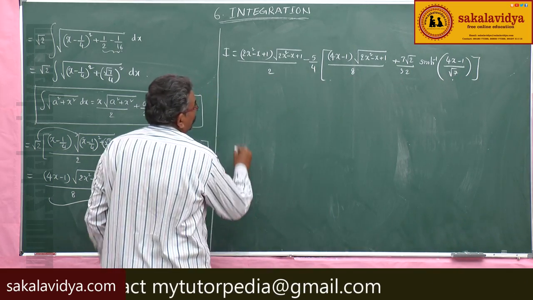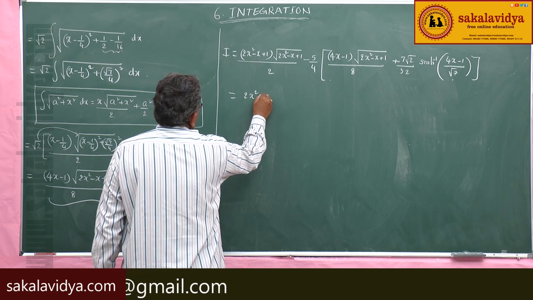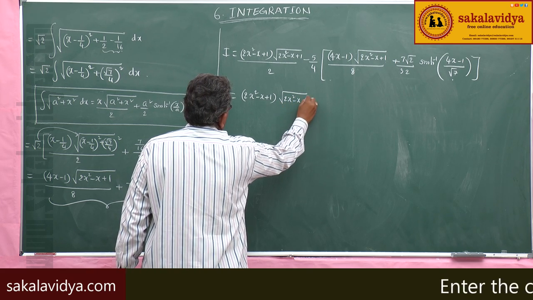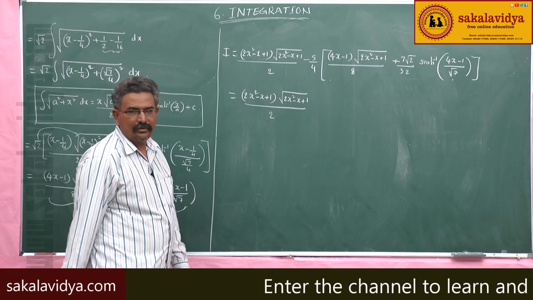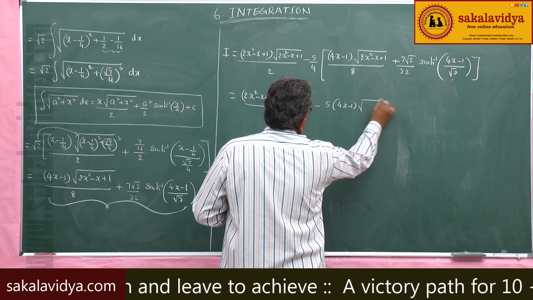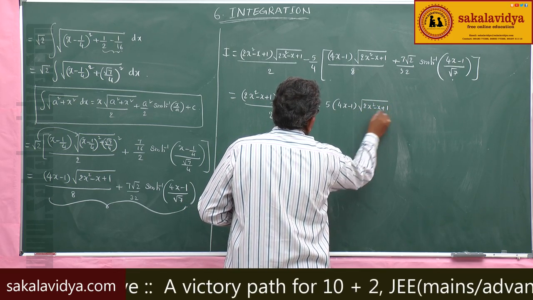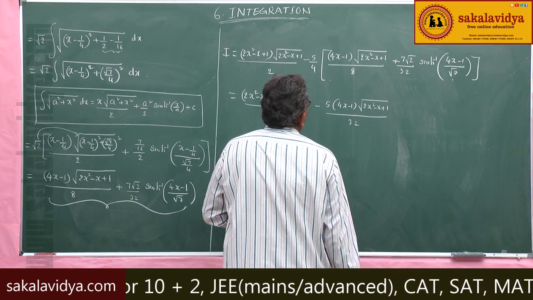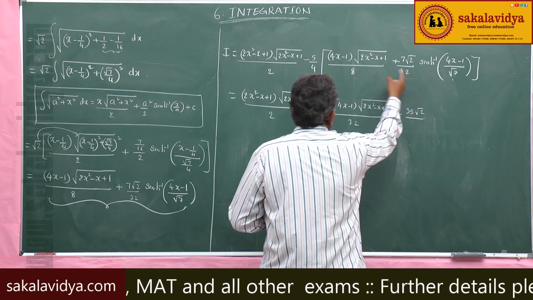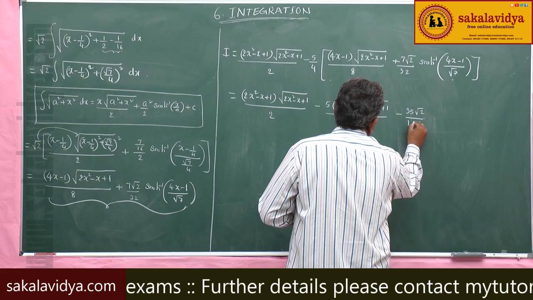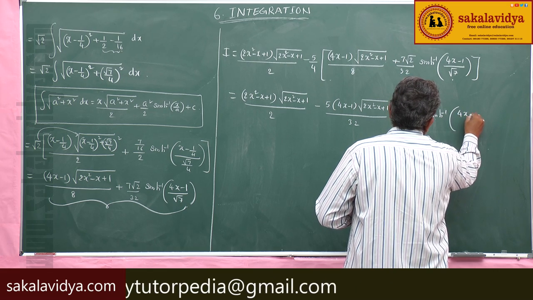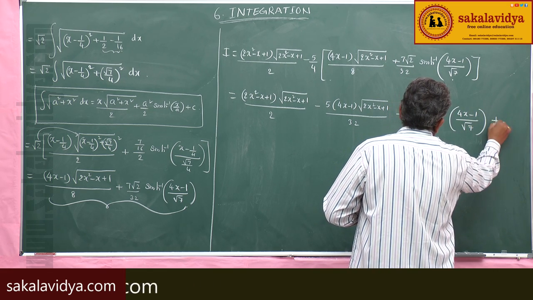The next final step, we get it 2x square minus x plus 1 root of 2x square minus x plus 1 by 2. Now, minus 5 times 4x minus 1 root of 2x square minus x plus 1 by 32. Now, minus into plus minus 35 root 2 by 32 into 4, 128 sin h inverse 4x minus 1 by root 7 plus constant of integration.